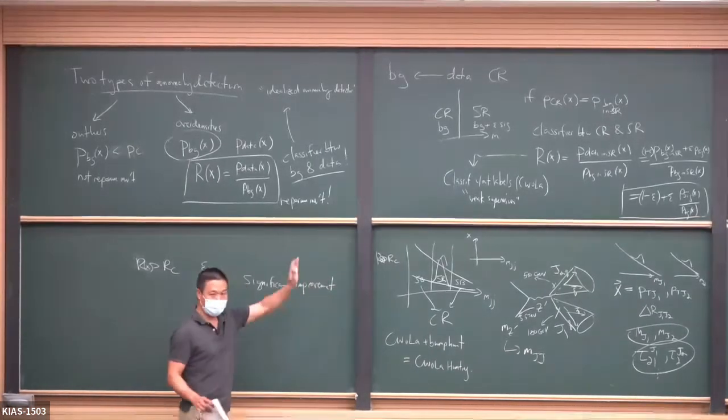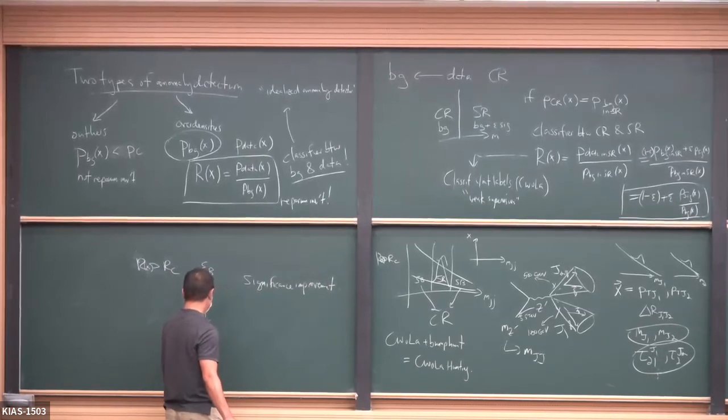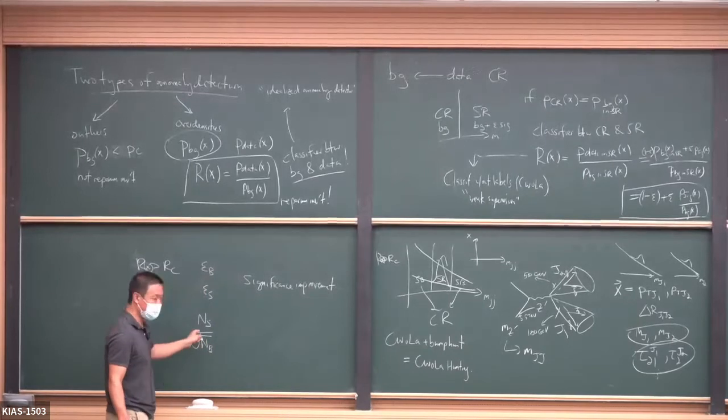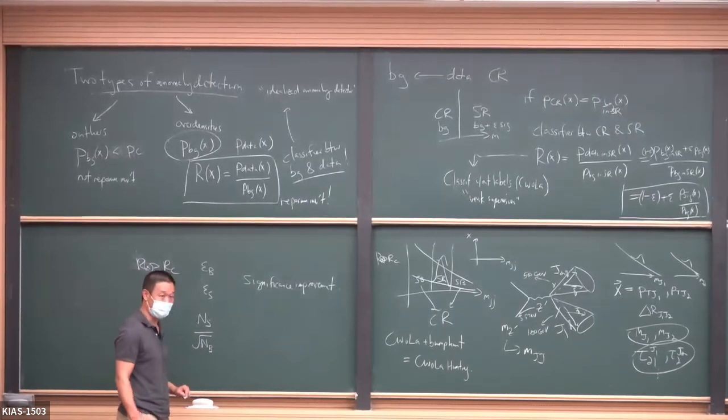So before I do anything, if I just do the traditional bump hunt, maybe I have n signal and I have n background in the signal region. So my naive significance would be this. That's the Poisson error on the background.